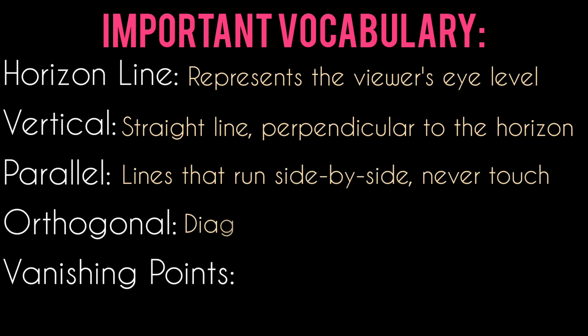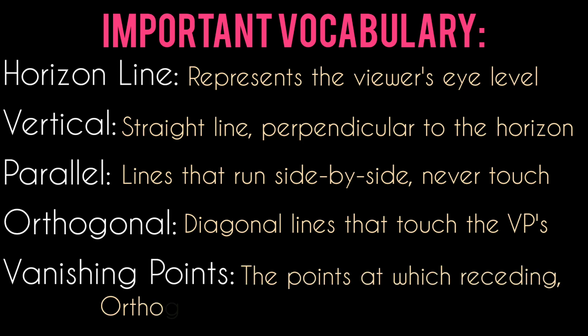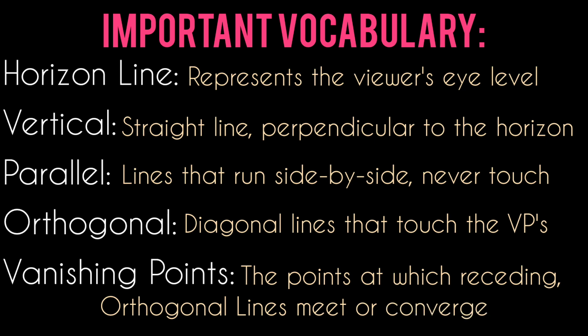Orthogonal lines are not a very common word, but they're extremely important in linear perspective. These lines represent the diagonal lines that touch the vanishing points. And the last vocabulary word you should know is the vanishing points. These are the points at which receding orthogonal lines meet or converge. All lines lead to the vanishing point.